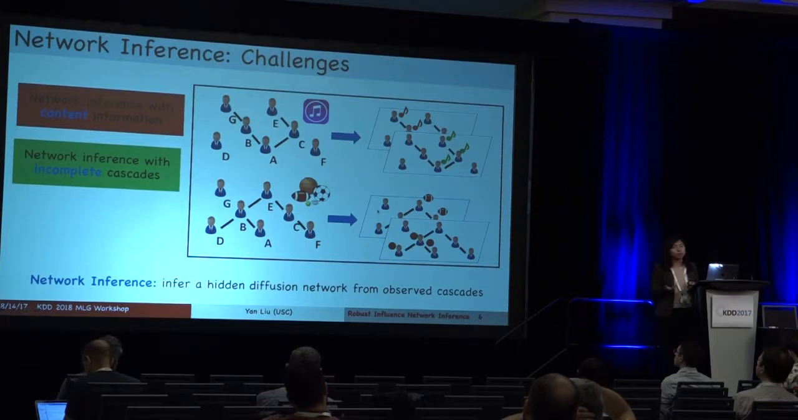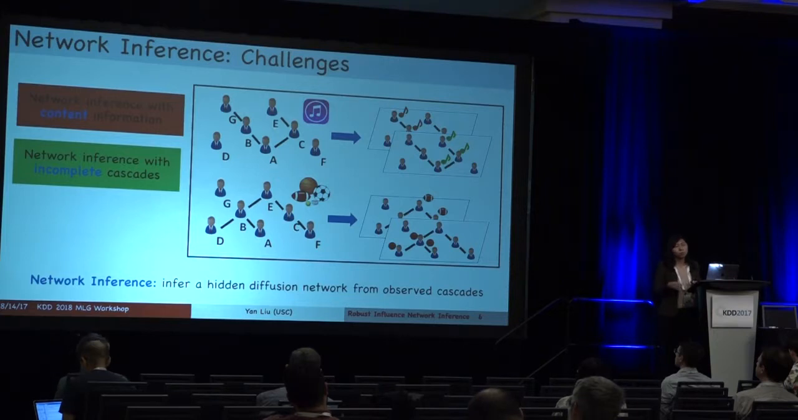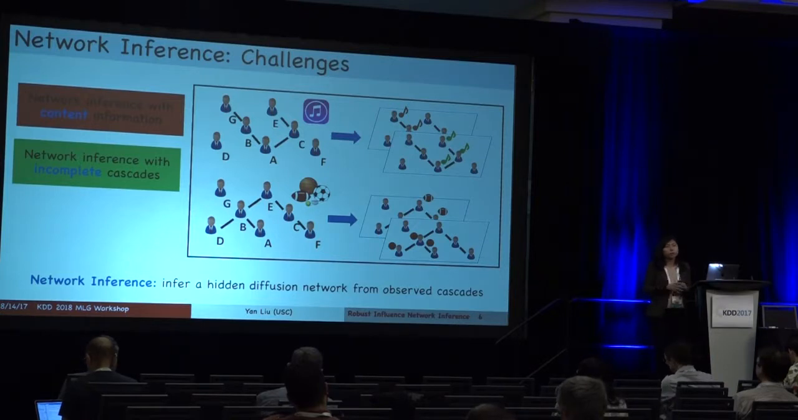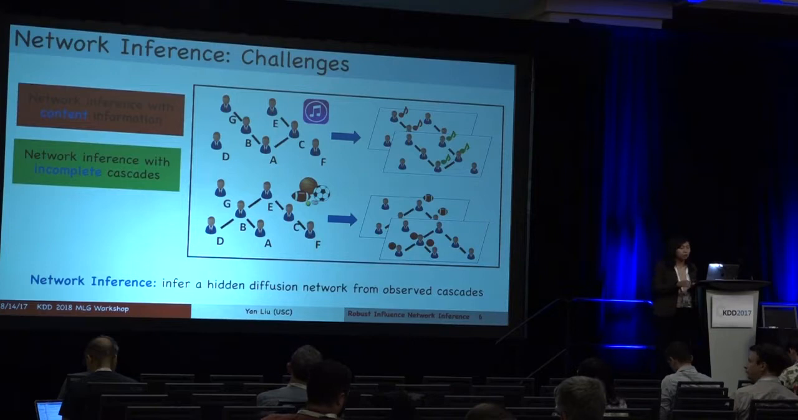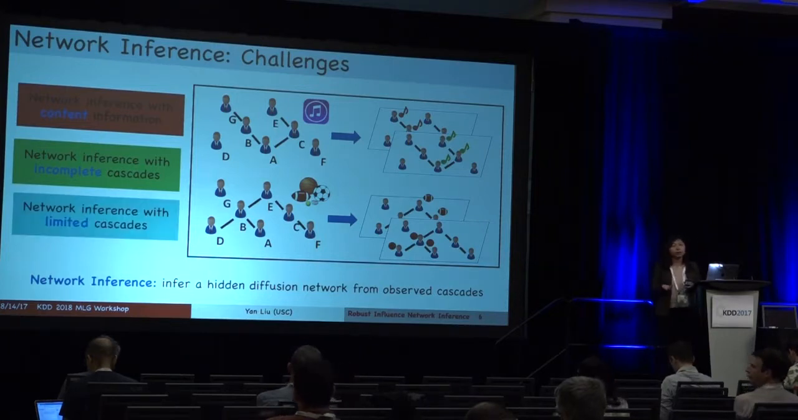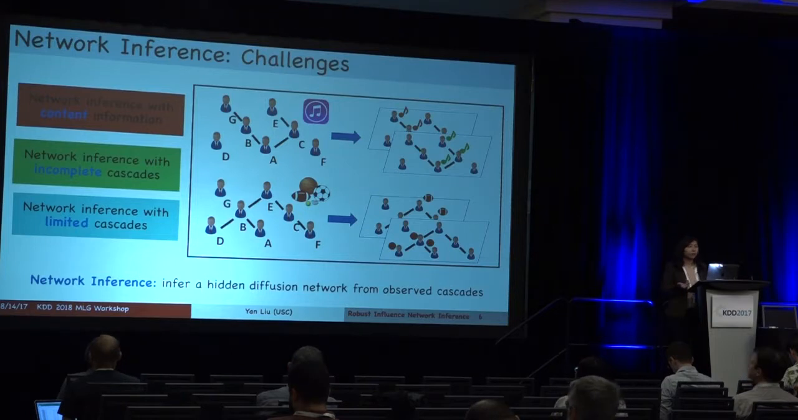In some cases we only observe partial information, or a limited number of observations, for some of the topics we're interested in. Well, there's a large amount of tweets, for example, on healthcare or on the presidential election, but there is a limited amount of tweets on education, or on how we can improve the air quality in urban cities. So from that perspective, we're also facing the challenge we quantified as network inference with limited cascades. As I mentioned, in the past few years we have been trying to address these three challenges.